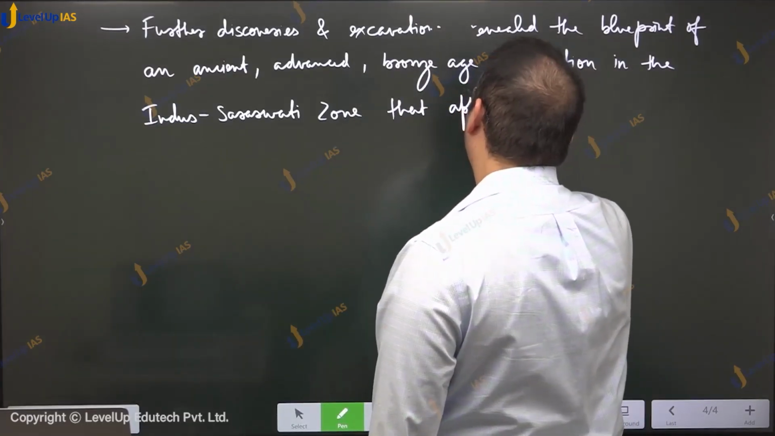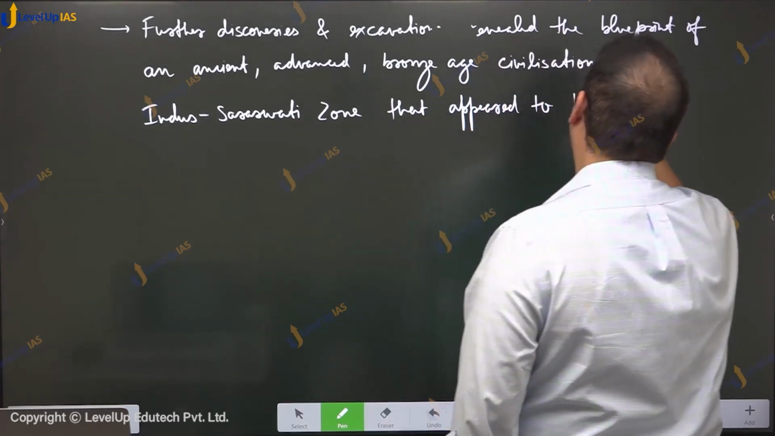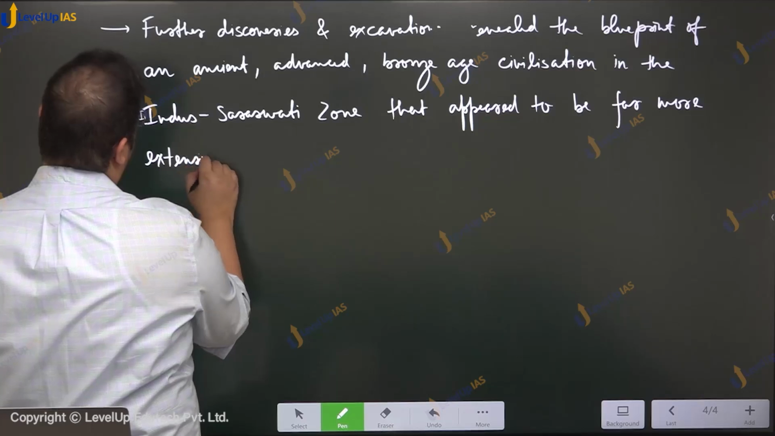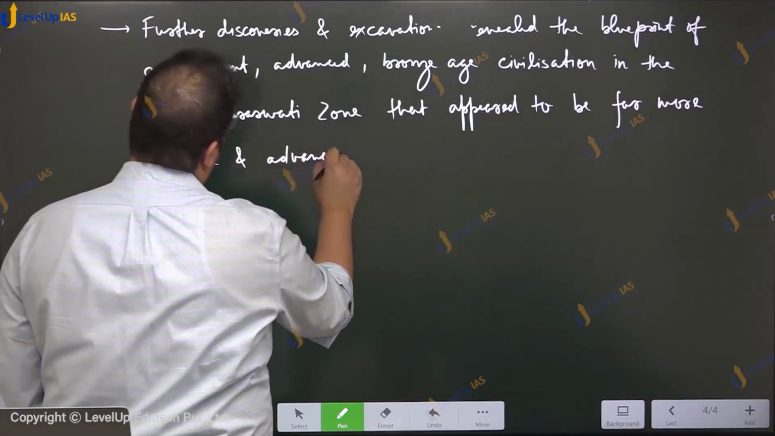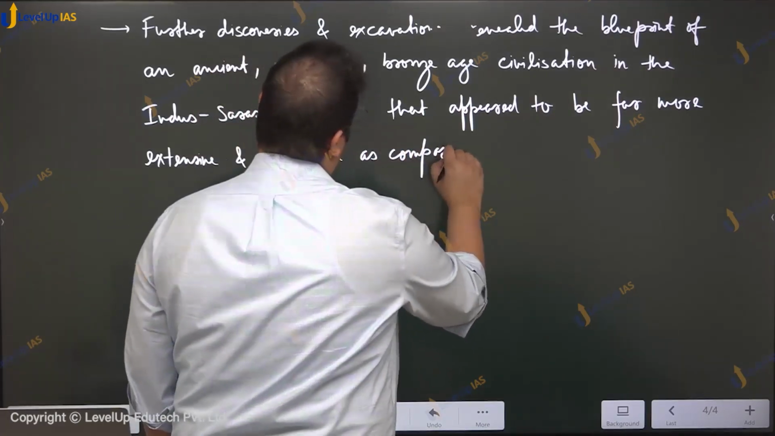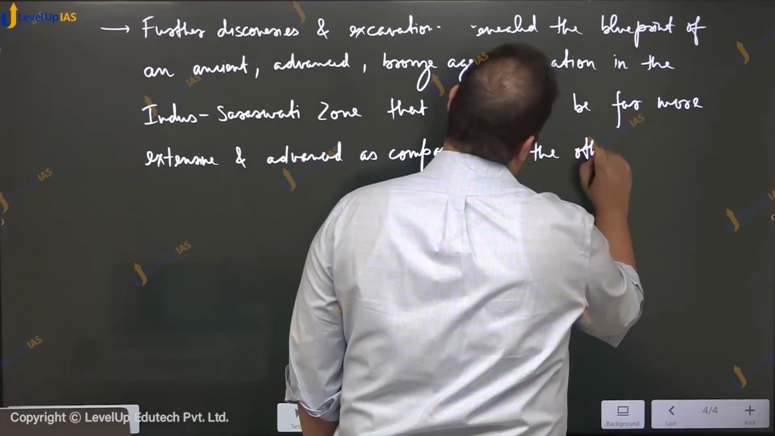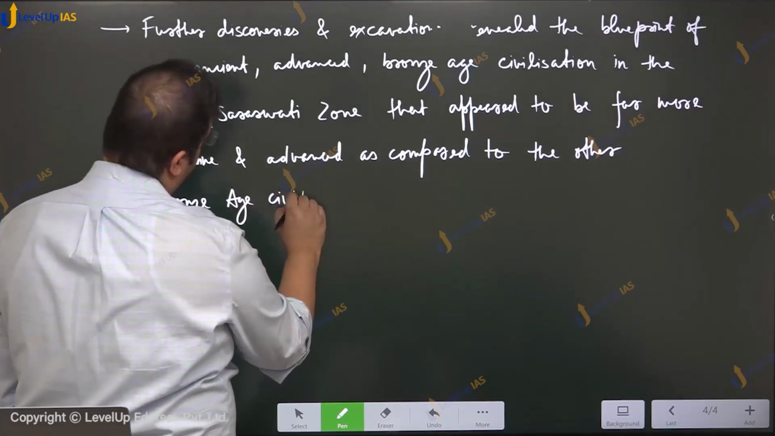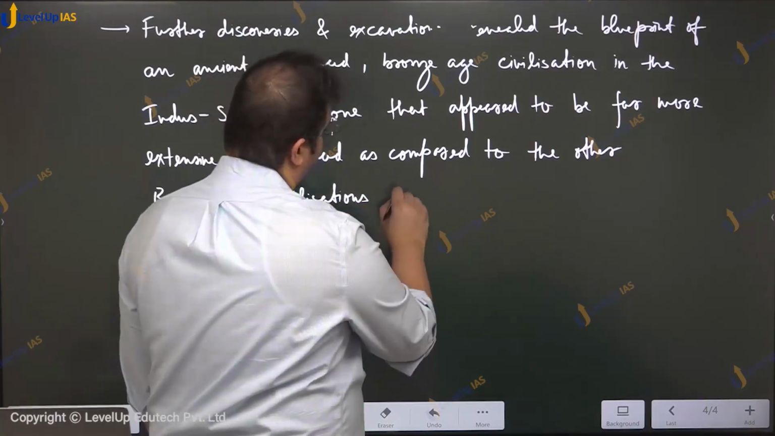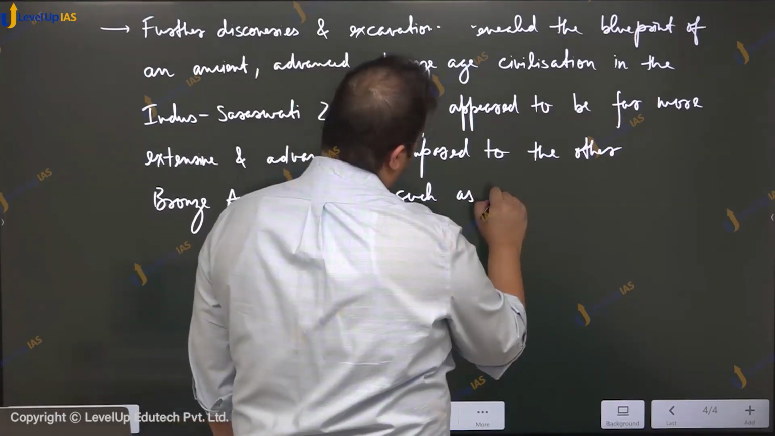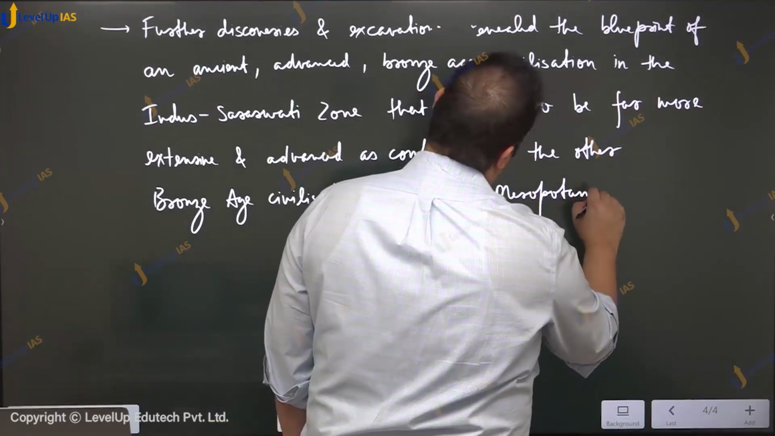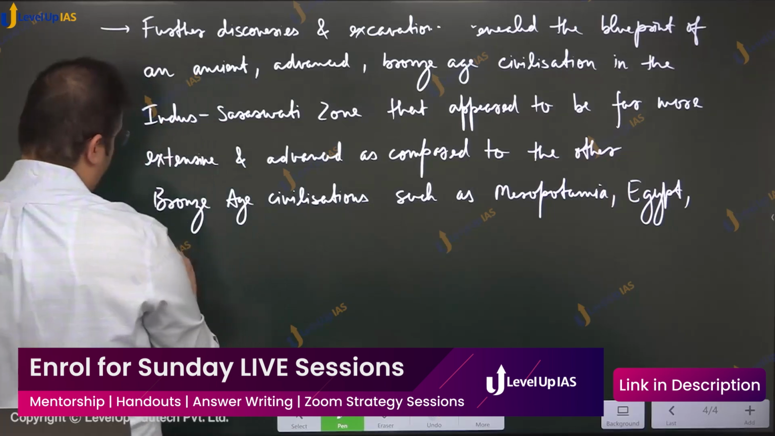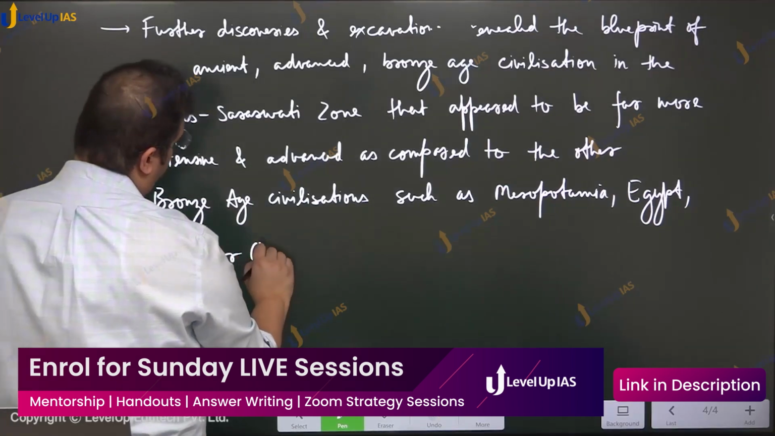that appeared to be far more extensive and advanced as compared to the other Bronze Age civilizations, such as Mesopotamia, Egypt, Persia, or China.